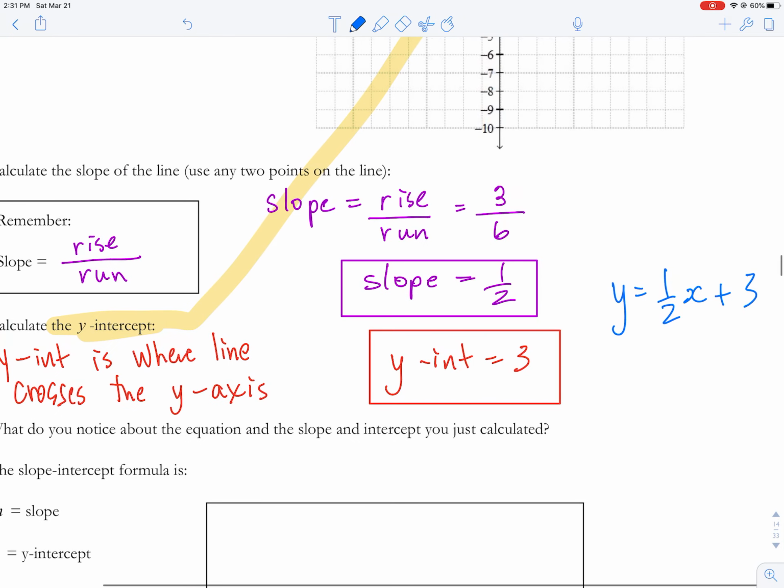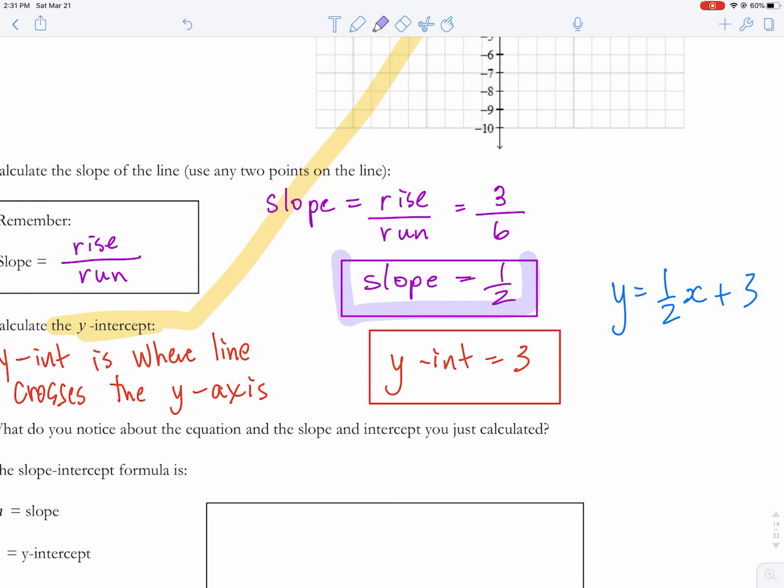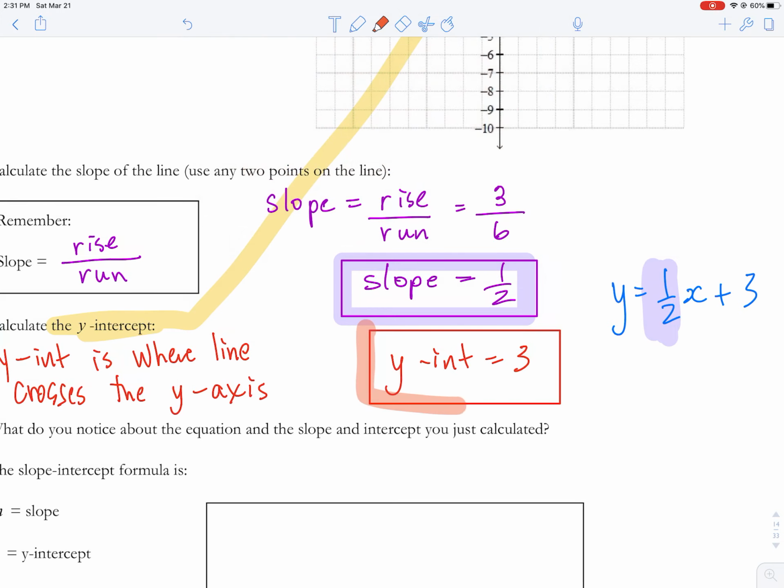And they say, what do you notice about the equation and the slope and the intercept? Well, I sure notice that my slope is the same as the coefficient in front of x, and we learned that last time. But also, now I can see that my y-intercept is that number that is the constant in the equation for the line.